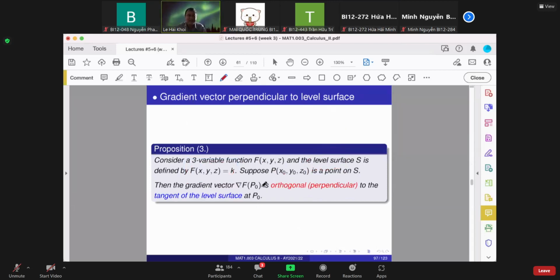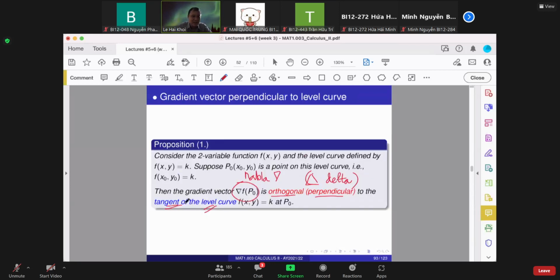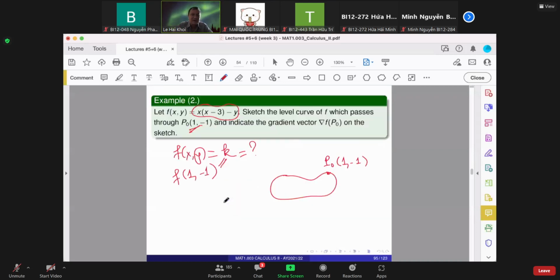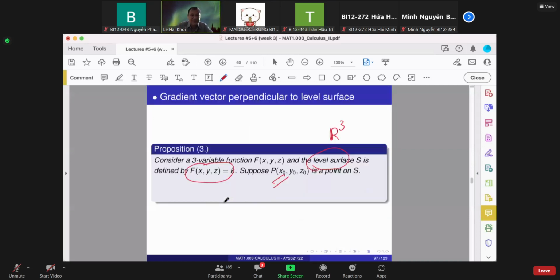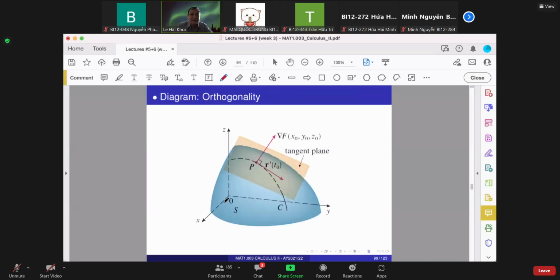So that's the reason we say the gradient vector nabla f at P0 is orthogonal, or perpendicular, to the tangent of the level surface. And tangent here, we understand as the tangent plane instead of the tangent line, right? Because it's a line for the curve, a plane for the surface, right? So here you can see that one.